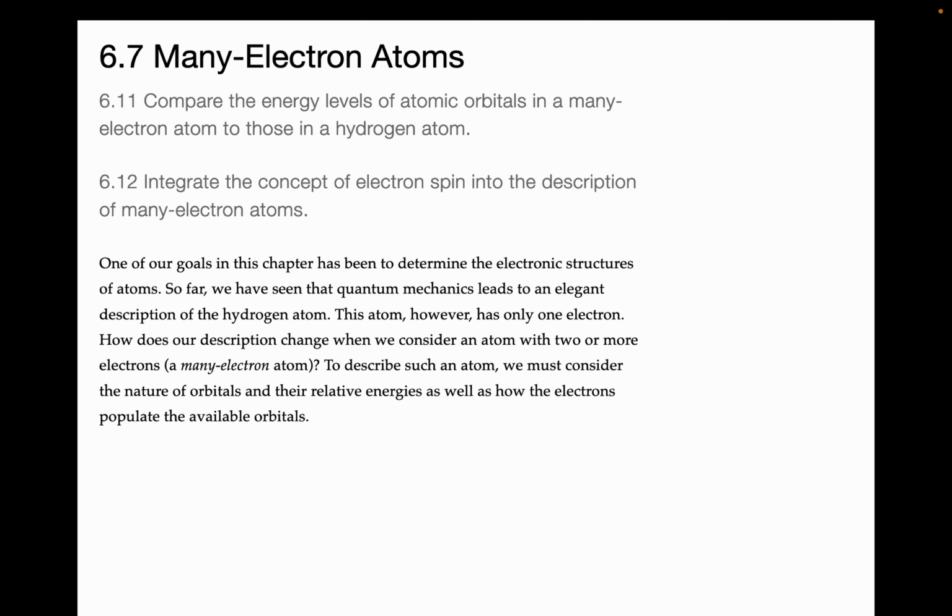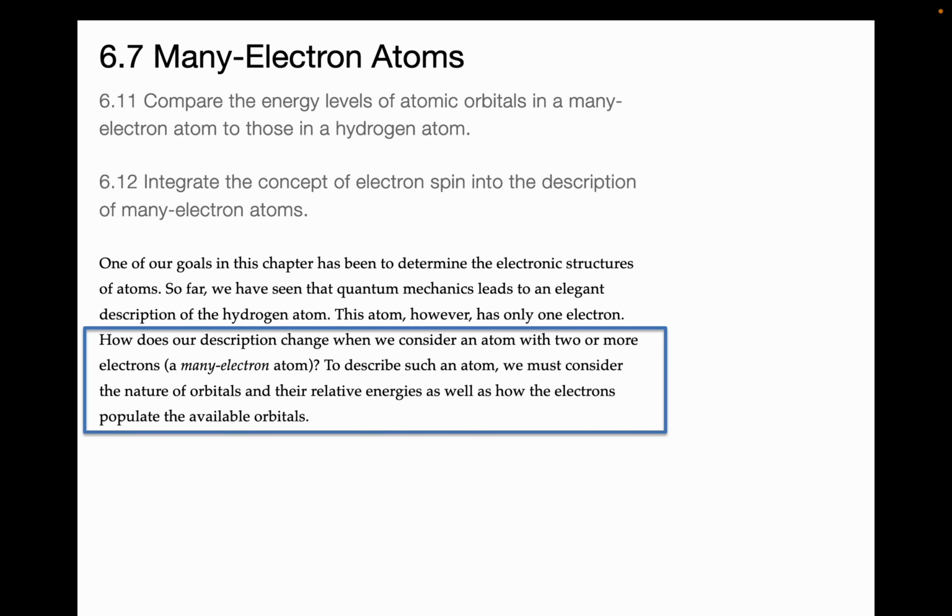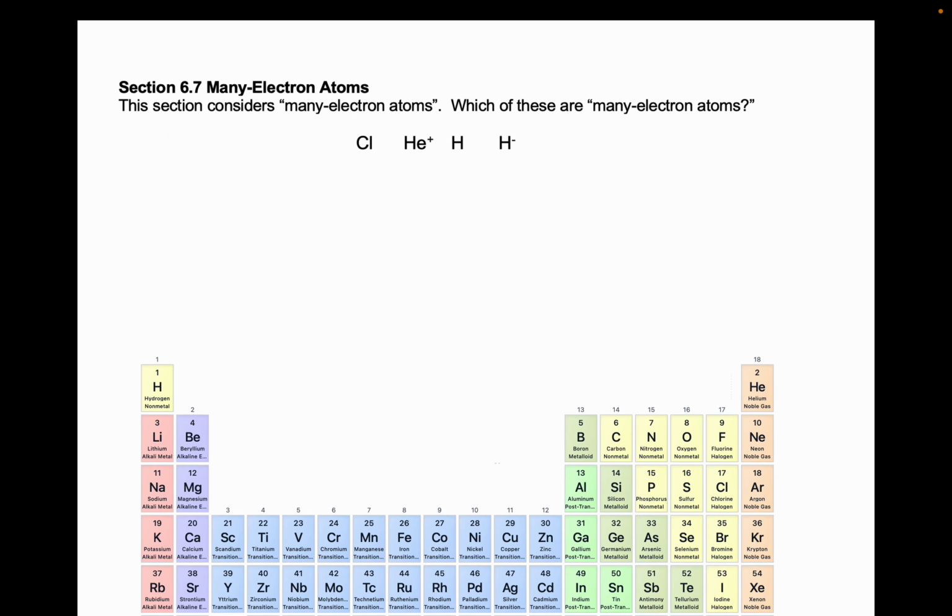This idea of many electron atoms: so far, when we were looking at quantum mechanics, we were only describing one electron being present. But clearly we have to go beyond that. That is what we're going to consider in today's class. As described here in the book, to do that we must consider the nature of the orbitals and their relative energies, as well as how the electrons populate the available orbitals. This is going to be an important skill for us this semester.